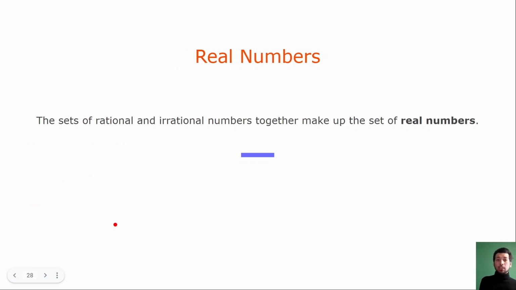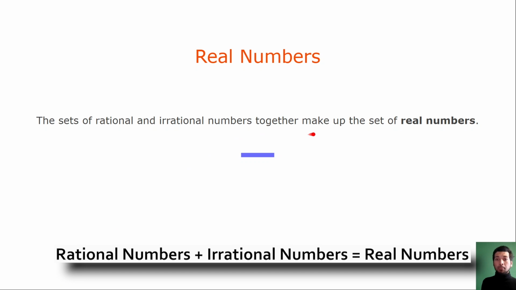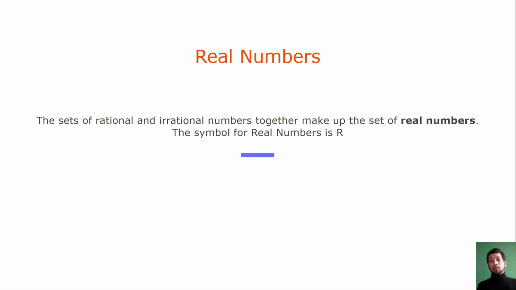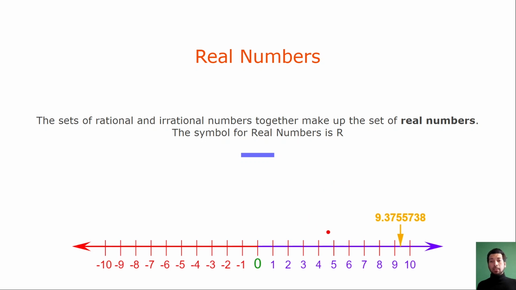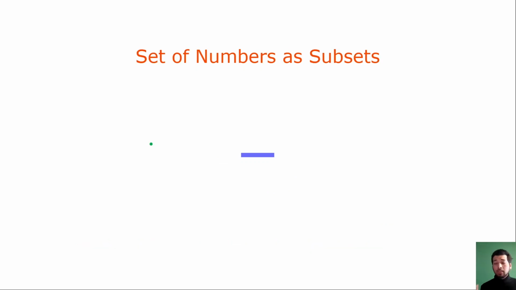Now, the sets of rational and irrational numbers together make up the set of real numbers. The symbol for real numbers is R. In fact, a real number can be thought of as any point anywhere on the number line. So if you take any point on this number line, that point is within the real number system. That number could be a rational number, it could be an irrational number, but it's within the umbrella of real numbers. Now we can form a Venn diagram to show these number sets together.